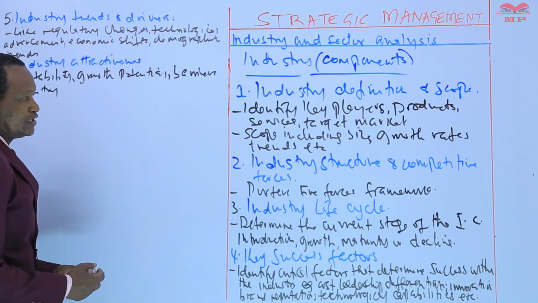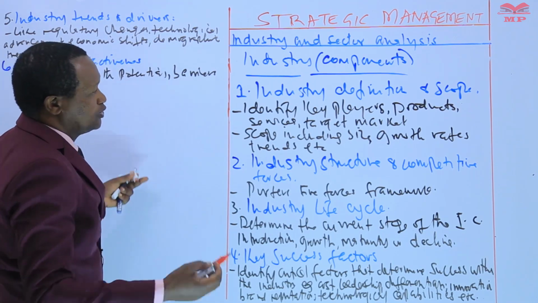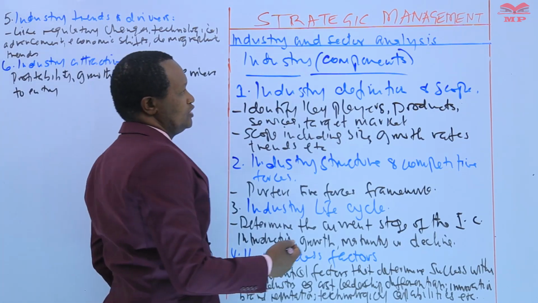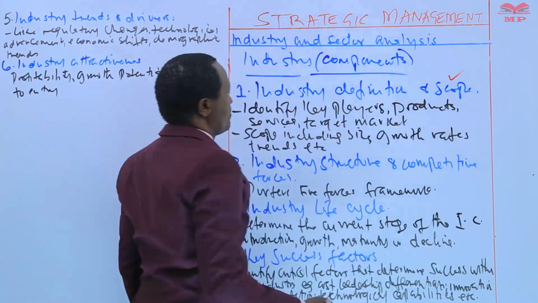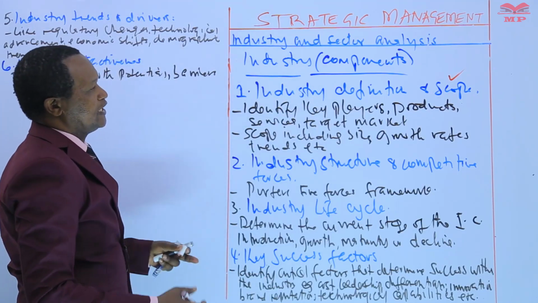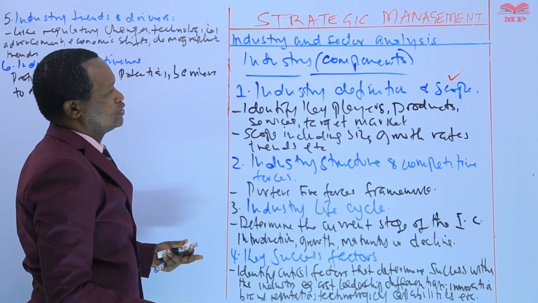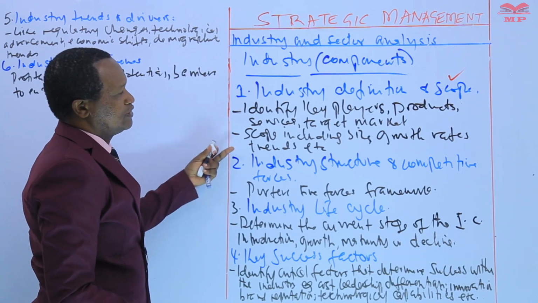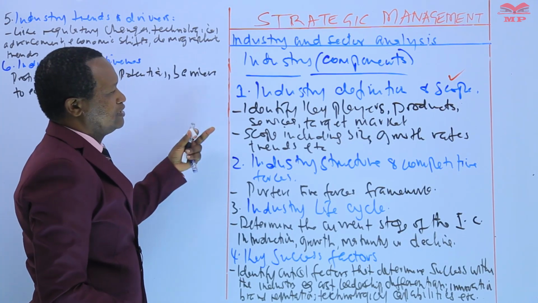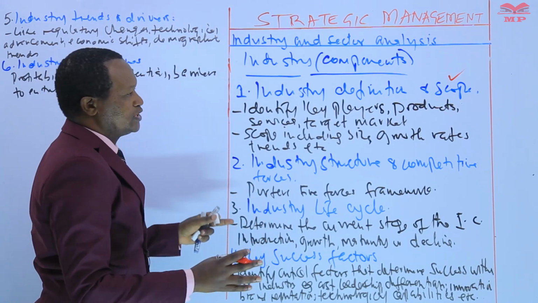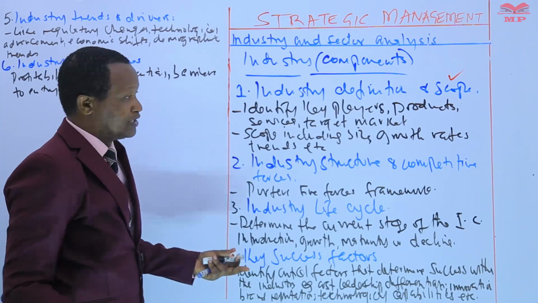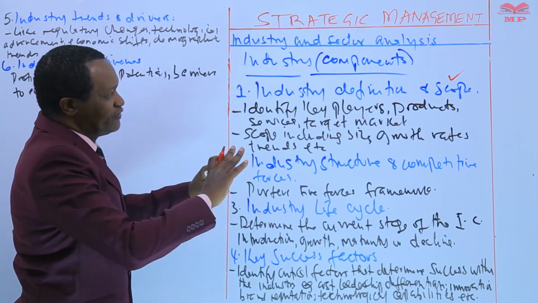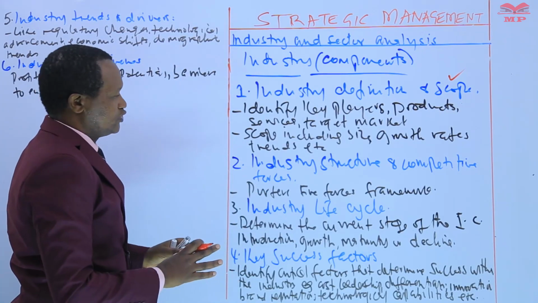We've said that there are various components, ways in which this can be carried out. One we said is through industry definition and scope. In defining the industry, one has to identify the key players in the industry, the products, services, and target market. There's also the aspect of the scope. What is the size of the industry? What are the growth rates in the industry? What are the trends in the industry? All this can help to define the industry.